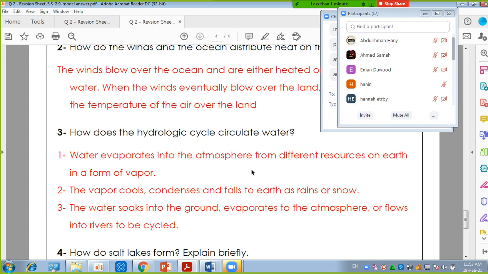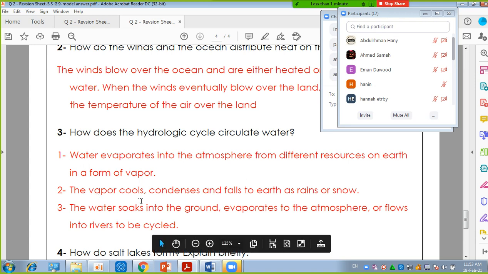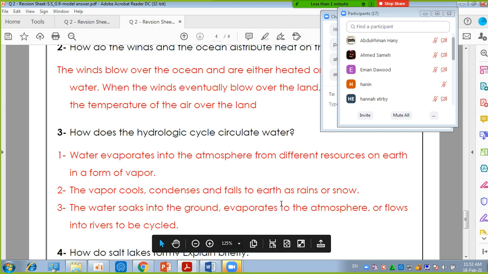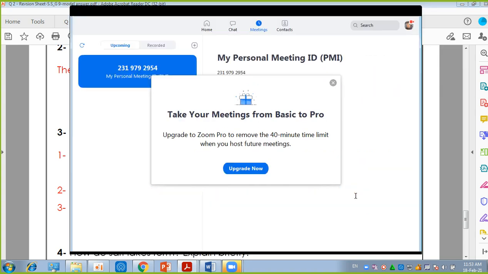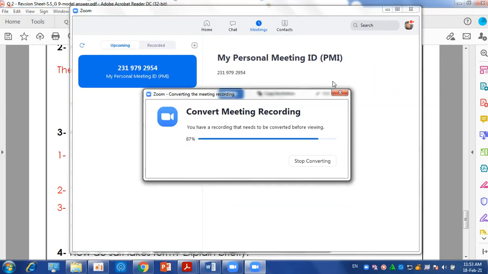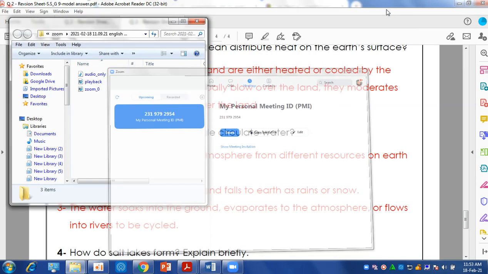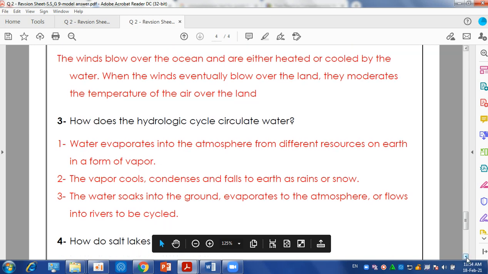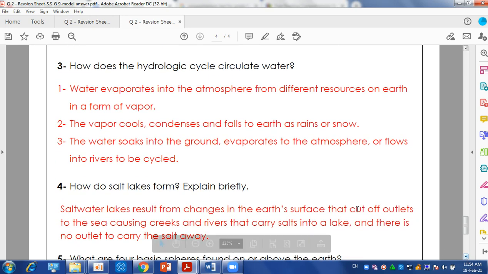So now the water vapor rises up into the sky. Now the vapor cools, its temperature goes down, and it condenses and falls to earth as either rain or snow, in two forms, rain or snow. When it falls down, the water soaks or is absorbed into the ground and evaporates again to the atmosphere, or flows into the rivers to be recycled and start the circulation again.